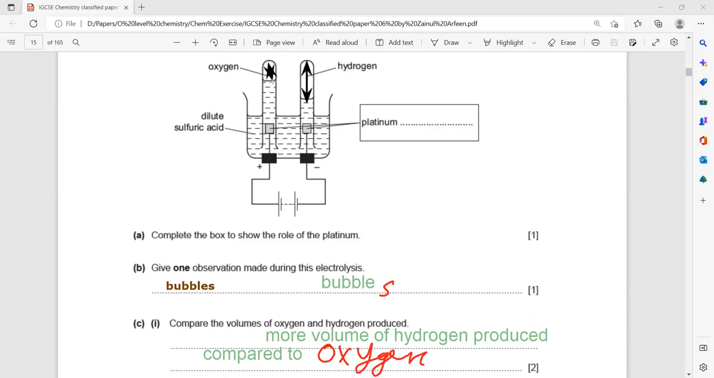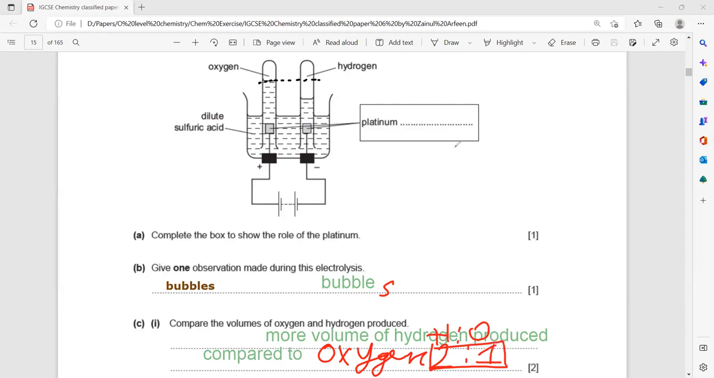That is one thing, but what is a comparison? Whenever you compare, it should be in ratio. If you try to compare the ratio, oxygen is half of hydrogen. The volume of oxygen is half of hydrogen, or the volume of hydrogen is twice of oxygen. You can mention it.